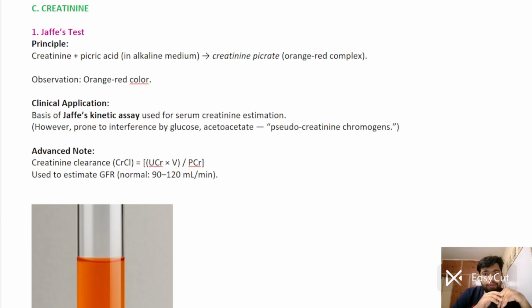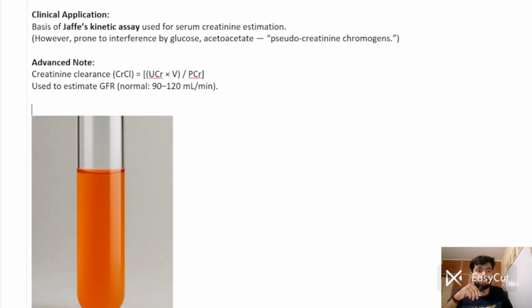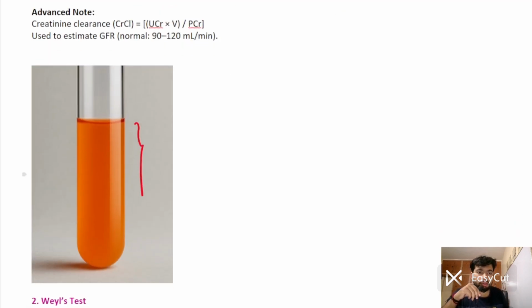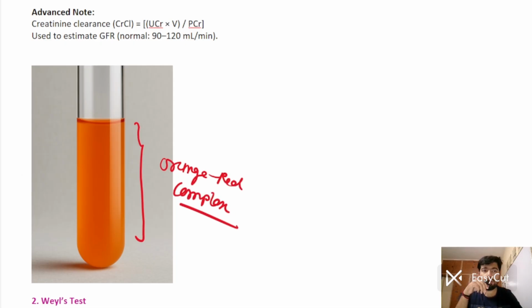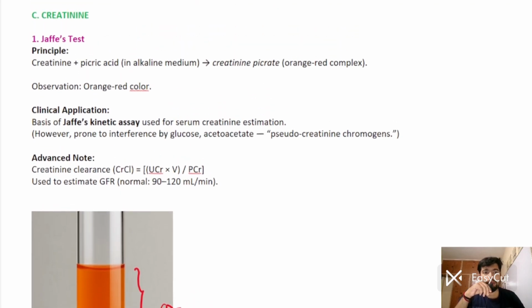So, in our subsequent discussion, we want to measure creatinine. For creatinine, we have Jaffe's test. What is the principle of this particular Jaffe's test? You can see on the screen that whenever you combine creatinine with picric acid in an alkaline medium, this will form creatinine picrate, which is an orange red complex. You can see in the photograph the very nicely formed orange red complex, which will indicate a strong positive test. So this will lead to an orange red color in the urine.